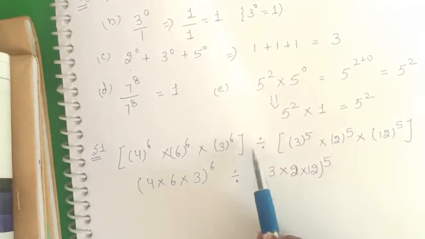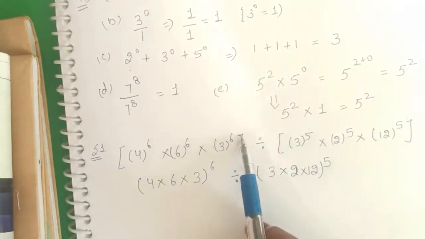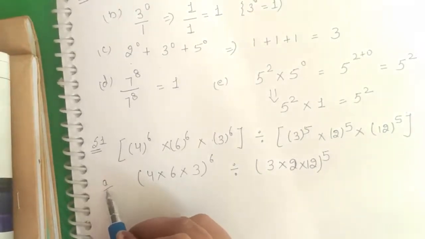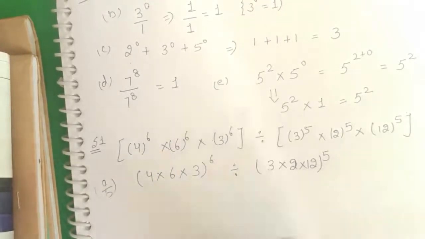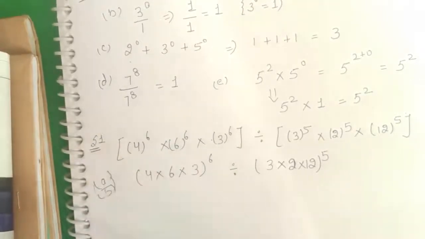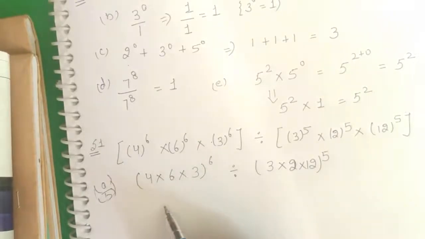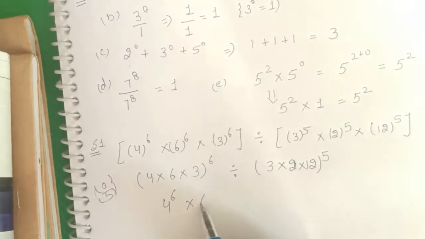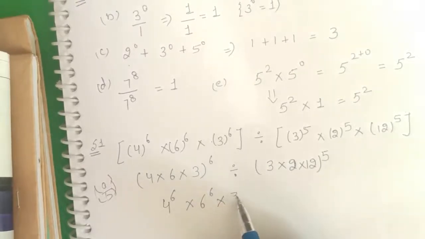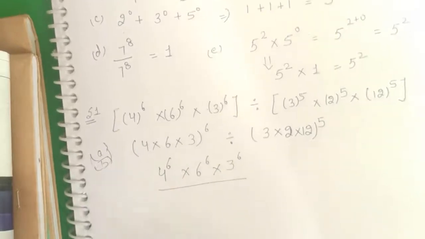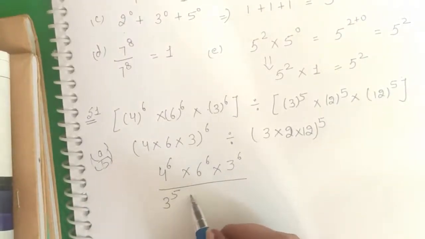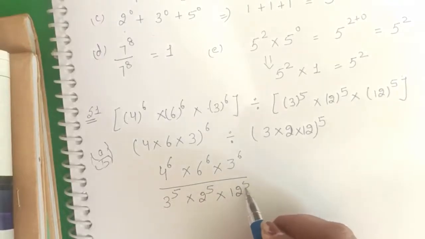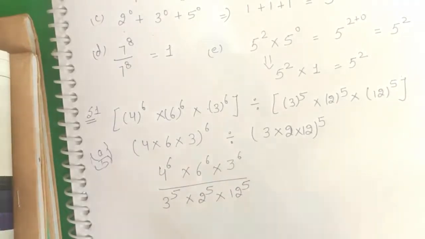So see, we know a to the power something divide by b to the power something. How will we write it? A by b to the power, that is, if it is separate then you will write separately. Now write this in the form of that. 4 to the power 6, firstly again we will expand it, 6 to the power 6 and 3 to the power 6 by 3 to the power 5 multiply 2 to the power 5, again multiply 12 to the power 5. Clear?